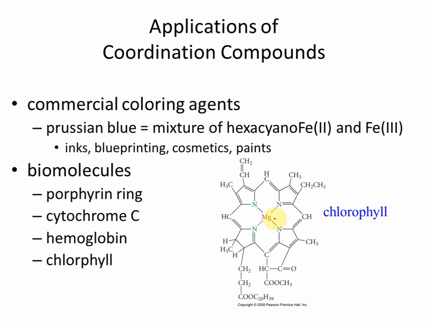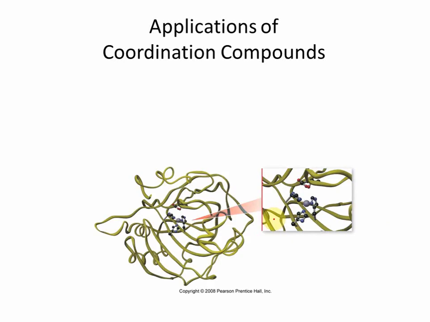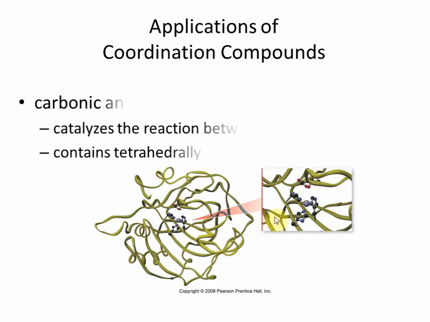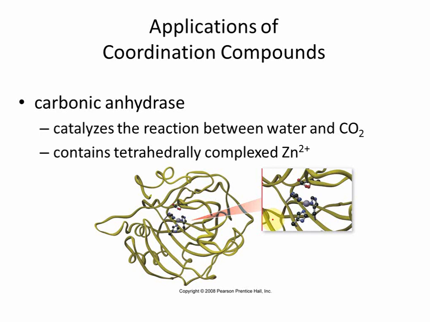There's also carbonic anhydrase. This is one of the fastest known enzymes. It helps catalyze the reaction between water and carbon dioxide. And it contains a tetrahedrally coordinated zinc. So it helps maintain the pH in your blood because, remember, the dissolved CO2 makes carbonic acid, so it has to help regulate the CO2 in your blood, to regulate the pH of your blood. It also helps regulate the pressure in your eye. So carbonic anhydrases are very important enzymes in biological systems.